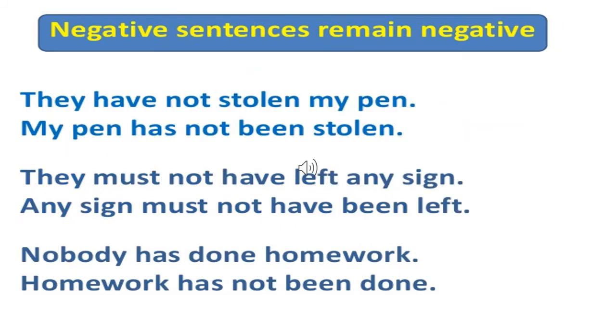No changes are made if the sentence is in the negative form. For example, they have not stolen my pen. Here they is the subject. So that is why we cannot add the word by here while writing it in the passive form. That is why we are writing it my pen has not been stolen. Here the word has is written because we are talking about one particular pen that belongs to me in the sentence. That is why we are writing my pen has not been stolen.